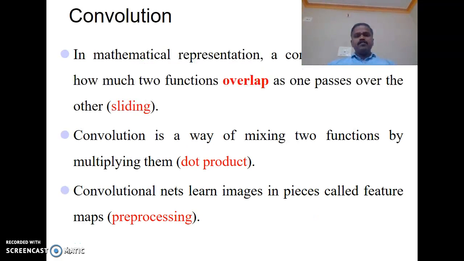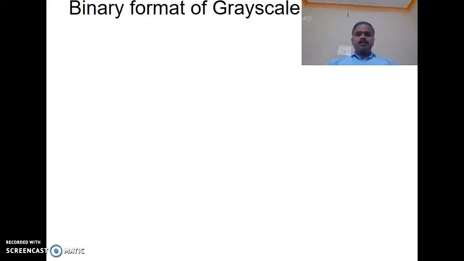In mathematical representation, the convolutional process is defined as the overlapping of two functions, in which one function is sliding over the other function. From these two functions, we take the dot product to produce the output. That output is called a feature map. This whole process is called pre-processing, the convolutional process.